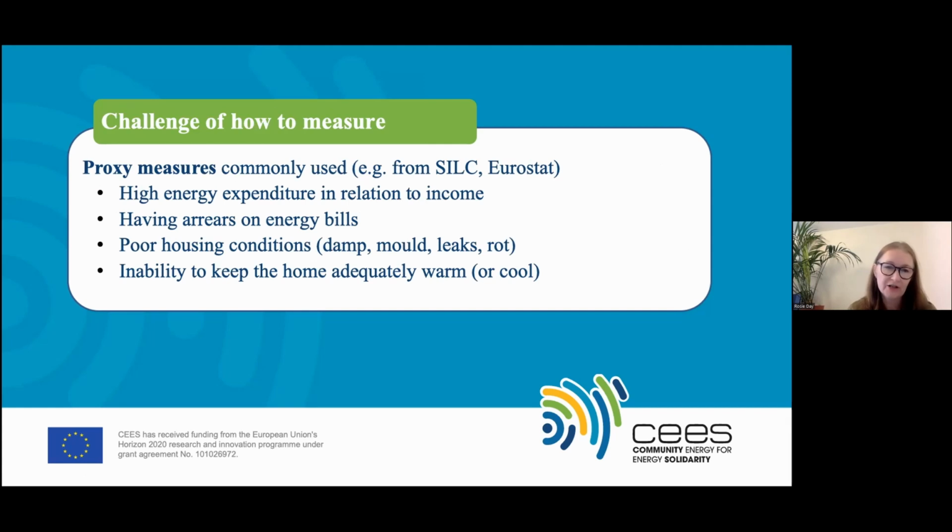So looking at energy expenditure, especially in relation to income; whether households have energy debt, so whether they have problems paying their energy bills; indicators to do with housing conditions, whether people are experiencing damp or leaks or mold in their housing; and very often an inability to keep the home adequately warm. That's what's usually measured, although occasionally research looks at being able to keep cool in summer as well.